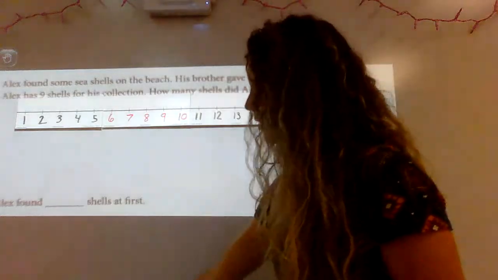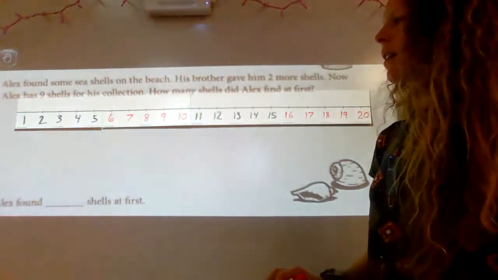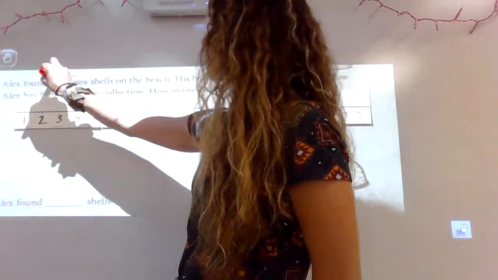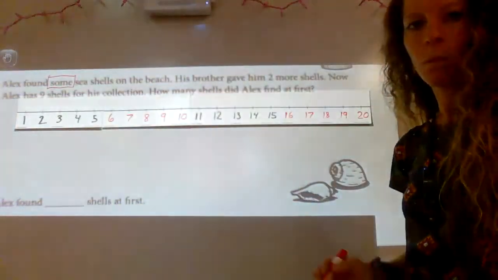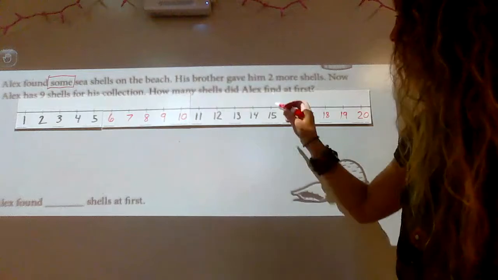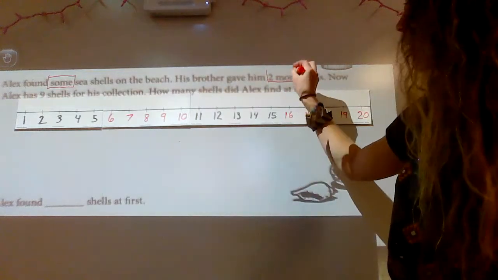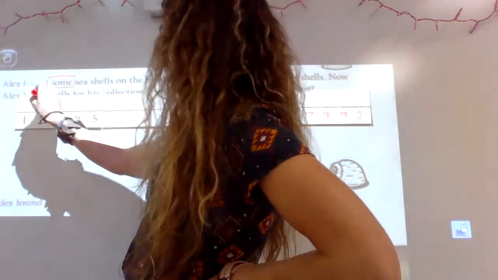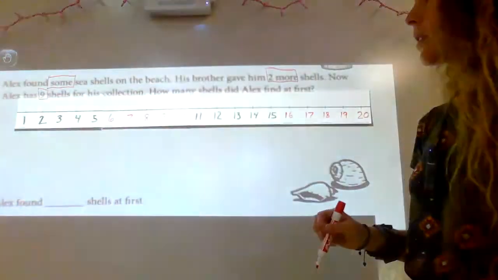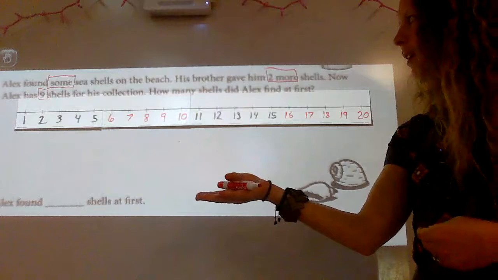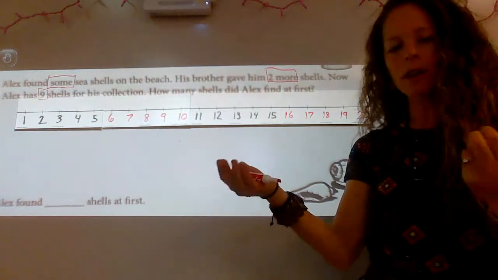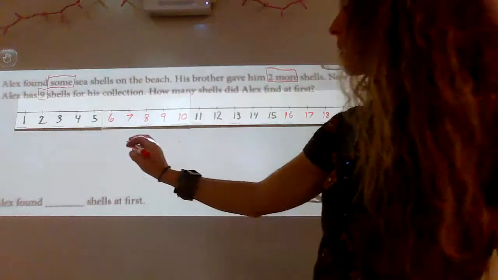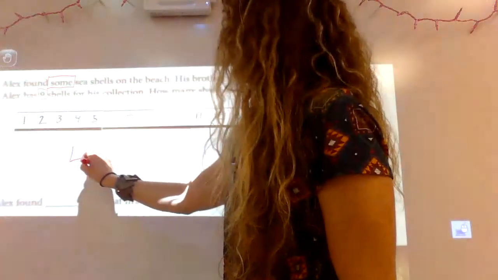So if I box out the important information, Alex found some seashells. We don't know how many. His brother gave him 2 more. Now Alex has 9. So he found some in the beginning. His brother gave him 2. Now he has 9. If I were to represent that, I would look like this.